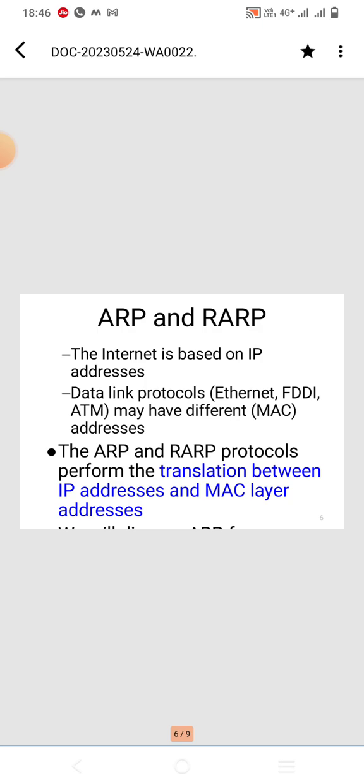The ARP and RARP protocols perform the translation between the IP address and the MAC layer address. You all know what is an IP address and what is a MAC address. Whenever we are getting a system, the system will be provided with an address which is called the IP address. And initially, when we are getting a system, the system will be provided with the address which is called a MAC address. The MAC address is nothing but the Medium Access Control address, which is 48 bits.